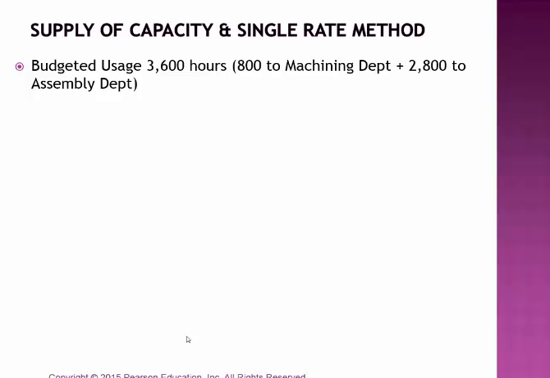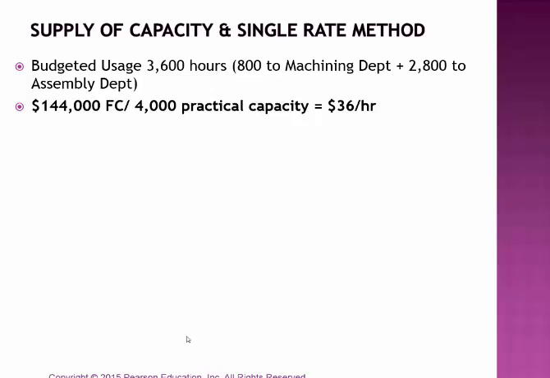All right, so same scenario. We have 3,600 hours budgeted usage, 800 for machining, 2,800 for the assembly department. We need to calculate a rate. Now remember, we're going to have a rate for variable and a rate for fixed, and we're going to add the two together, and that's the rate we're going to use. But what I want you to notice that's different here is that we're going to use not the budgeted usage, but the practical capacity. All right, so 4,000 hours are available. We're not using the budgeted 3,600 hours. We're going to use what's available.